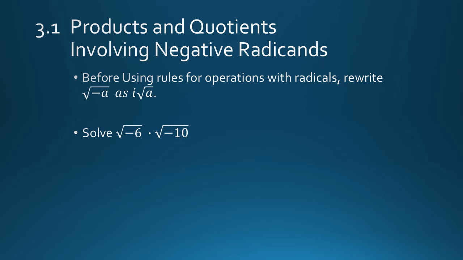Okay, let's try a couple of examples. We're going to solve the square root of -6 times the square root of -10. Pause the recording, give it a try, and resume the recording to check your answer.